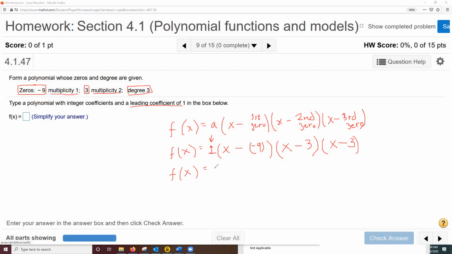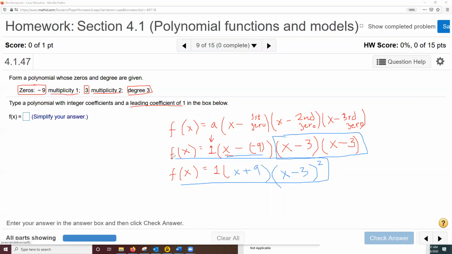All right, let me just clean this up a little bit, because in this first parenthesis, x subtract a negative 9, of course, that's going to flip to be x plus 9. And then usually the way we would write this is if I have the parenthesis x minus 3 times itself, I could write that as the quantity x minus 3 to the exponent 2. So this is the typical way to write this kind of a polynomial function. All right, and again, I could multiply this out to get the expanded version of that polynomial function.